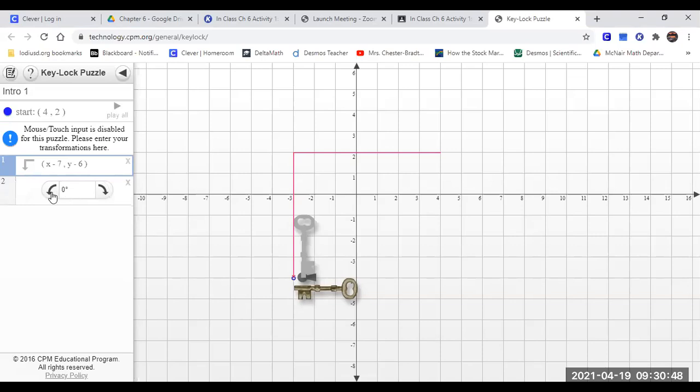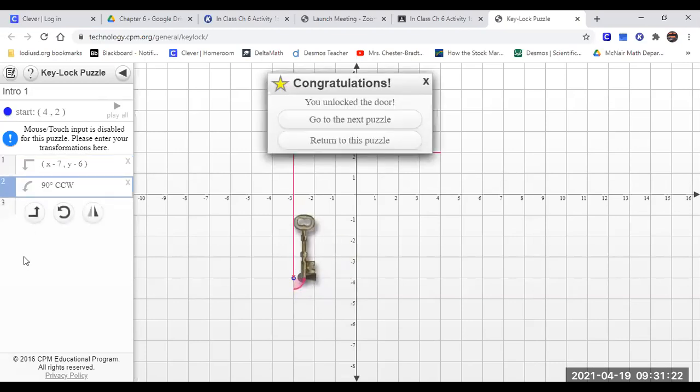Now, do we want to spin left or right? Left. So we have to tell it we're spinning left. And how much do we need to spin it? So when we do a spin, 90 degrees is just one tick. One tick, okay? So do we need to spin it how much to the left? Just one tick. So we want to go counterclockwise. That's what CCW stands for, counterclockwise 90, right? Let's do it. Yay, we got the door unlocked. We got it right. So let's go to our next puzzle.